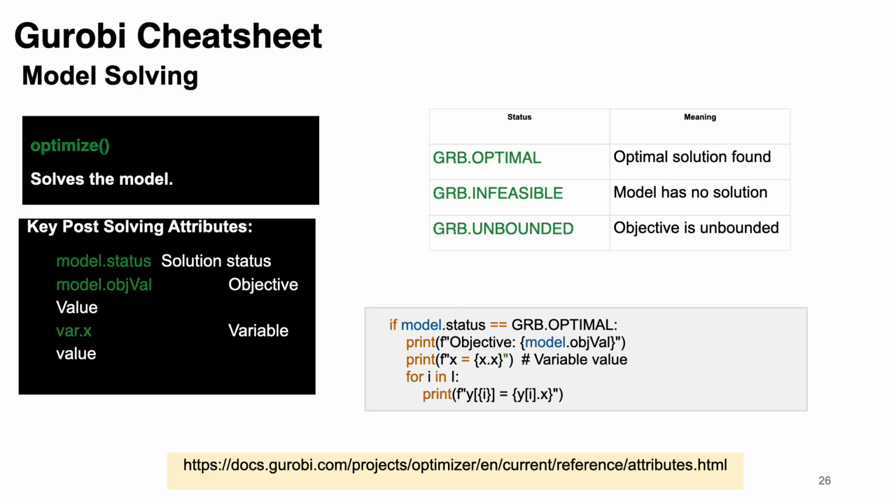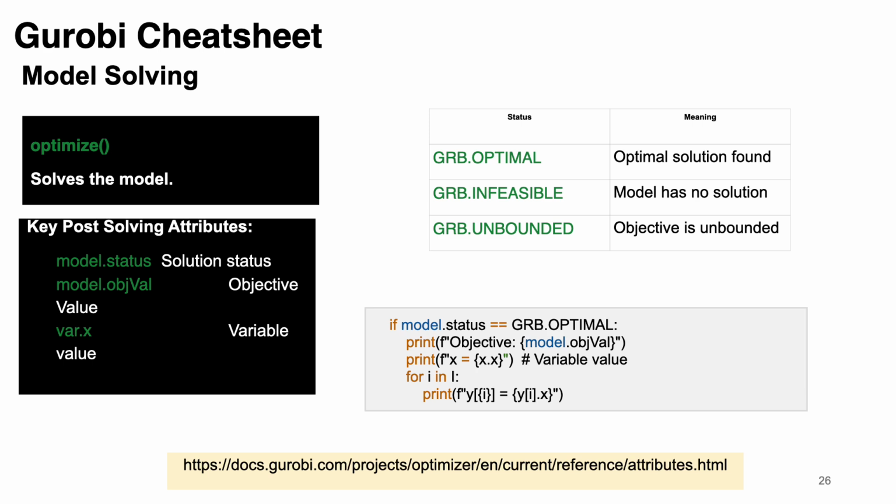Once your variables, objective, and constraints are all defined, it is time to run the engine. We do this with the simple command model.optimize. But the work doesn't end there. After the solver finishes, we must check the model.status to understand what happened. As you can see in our status table, if the status is GRB.OPTIMAL, congratulations, you have found the best possible solution. However, if it says GRB.INFEASIBLE, it means your rules were contradictory. If it says GRB.UNBOUNDED, it means you forgot to cap a variable.